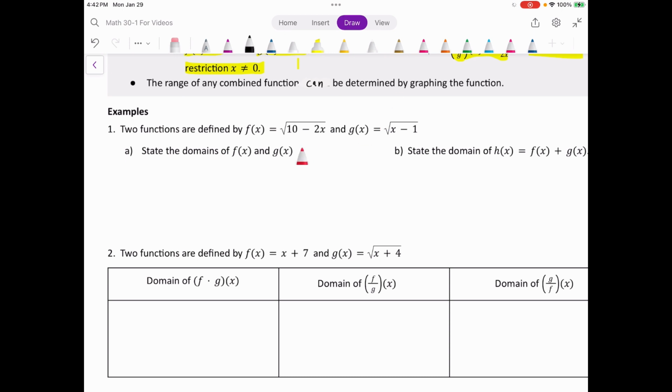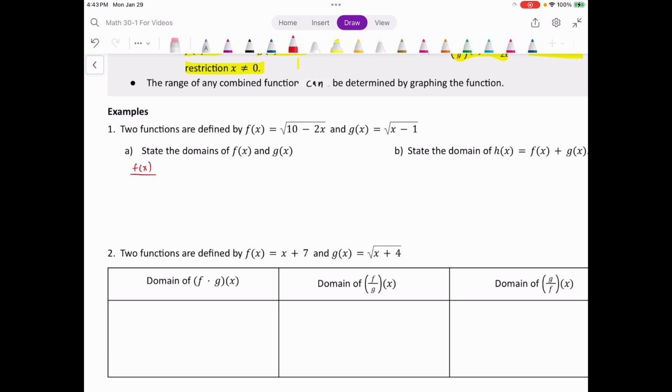So you take a look here, why would we have restrictions on f of x, or rather, what is the domain of this? Well, as long as this is not negative, that's okay. If it is negative, that's not okay. That's not part of our domain because, again, the square root of a negative number makes no sense. So let's do f of x.